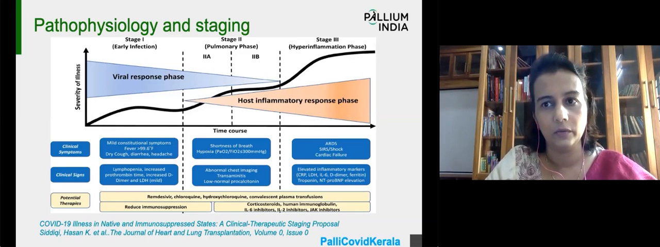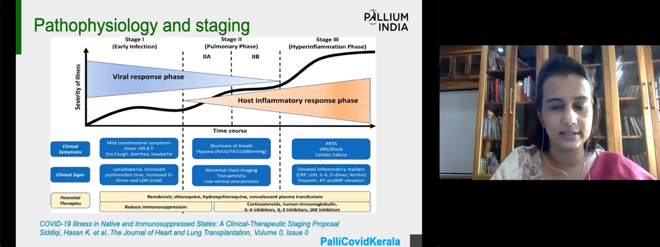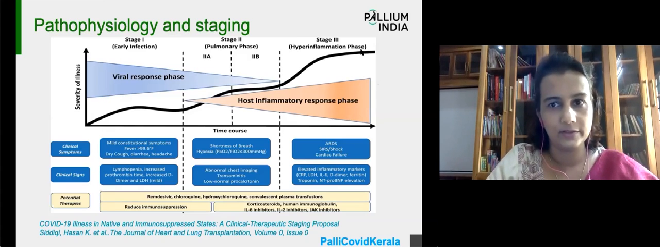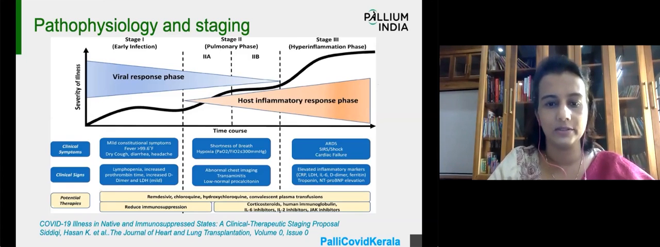And further on, when they go into the hyperinflammation stage, they have a high inflammatory response from the host, and patients can present with ARDS, SIRS, shock, and cardiac failure. And they'll have further changes in the blood investigations, including elevated inflammatory markers, increased CRP, troponin. Also, for these two phases, different potential therapies have been suggested. Again, I'm not going into details of that here because that's not in the scope of this webinar, and lots of them are still in the experimental stage.